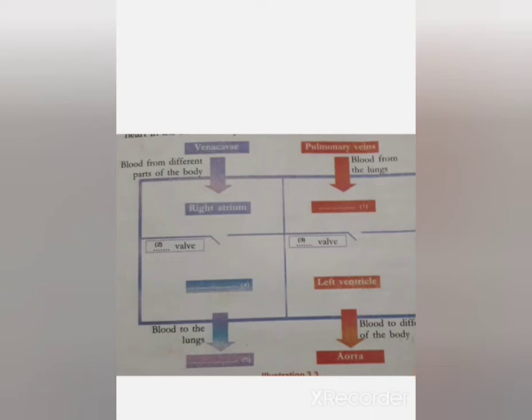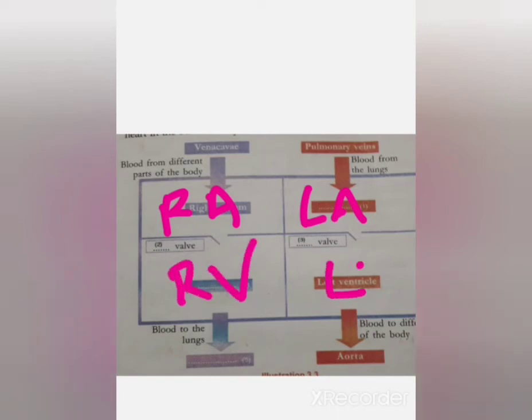One illustration is given in our textbook. This rectangular box represents the heart. The first one shows the right atrium. Then this is the left atrium. Then this is the right ventricle. This is the left ventricle. These are the four chambers of the heart.